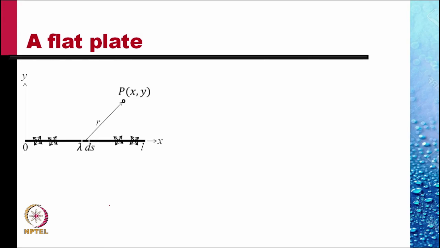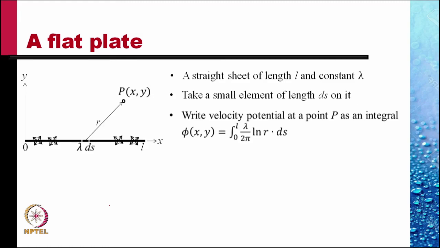We assume a flat plate of length L. Let this be a source panel of a uniform source panel strength of λ. So λ is no longer a function of x. Let us consider a small element ds at S and then find out what is the potential at point P at the location xy. We write the velocity potential at point P as an integral: φ(x,y) is equal to the integral from 0 to L of λ by 2π ln r ds. λ by 2π ln r ds is a contribution due to length ds. So we integrate over S from 0 to L to get the total contribution to potential at that point.